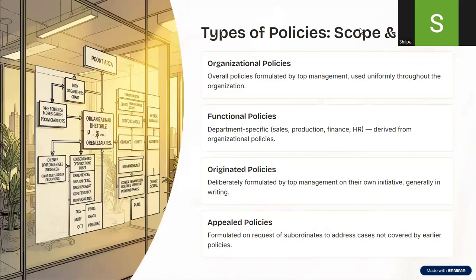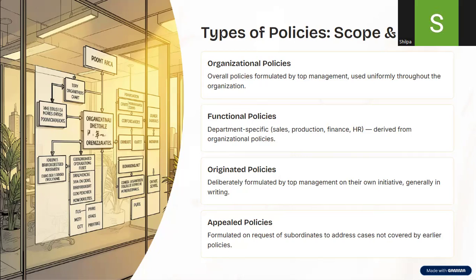Next, there are different types of policies. Let us see it one by one, starting with the organizational policies. The policies which are framed by the organization, by the top management, and which are going to be applicable throughout the organization are called organizational policy. Let's say, for example, the code of conduct and ethics policy. Whatever code of conduct and ethics policy is made by the top-level management will be applicable throughout the organization.